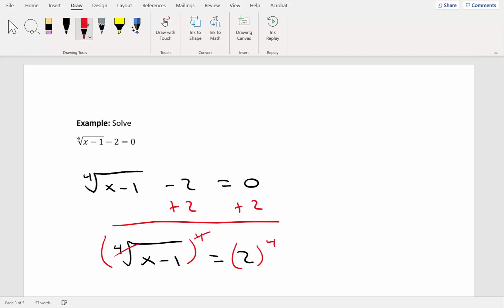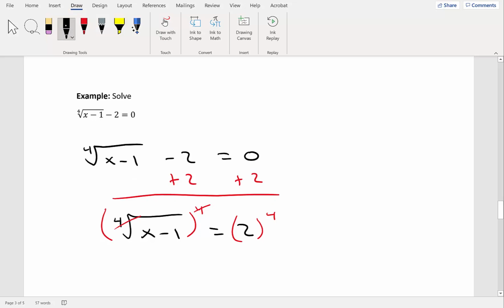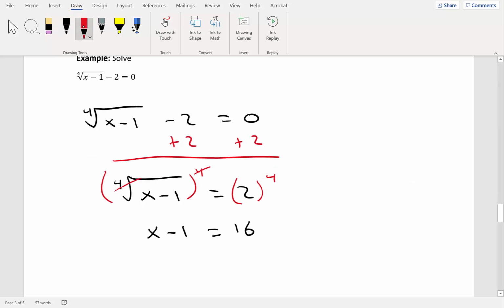So now the fourth root and the fourth power cancel out with each other. So I have x minus 1 is equal to 2 raised to the fourth power, which gives me 16. Now my next step to solve for x, just go ahead and add 1 to both sides. I get x is equal to 17.